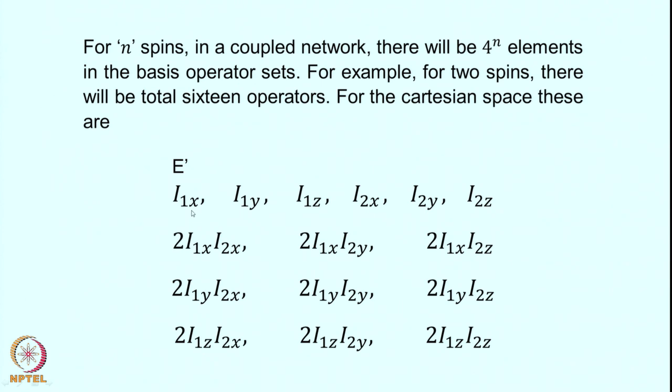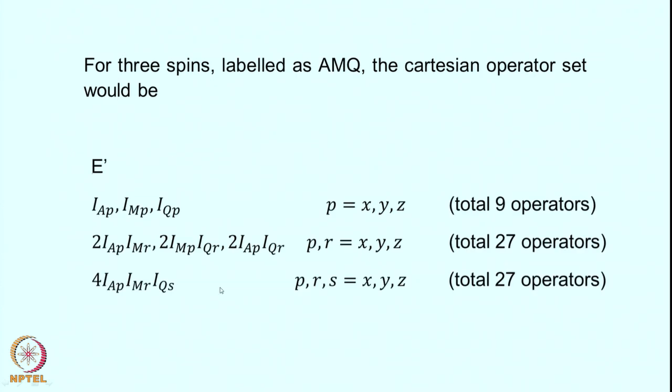Then I take the individual products of each one of these with the other spin, and this is again a normalization factor here too. I will have 1x2x, 1x2y, 1x2z, and next 1y2x, 1y2y, 1y2z, and 1z2x, 1z2y, 1z2z, and these are the normalization factors in each of these cases.